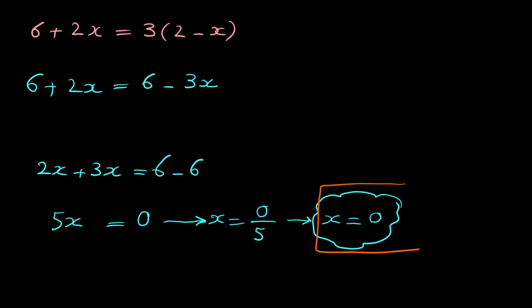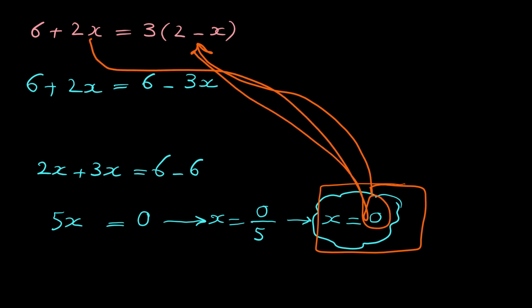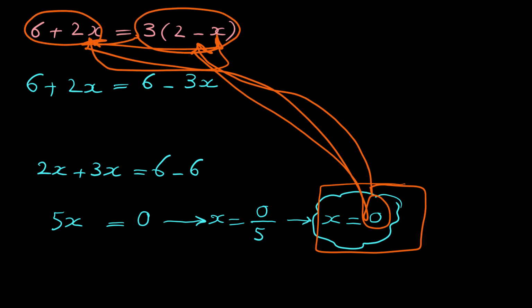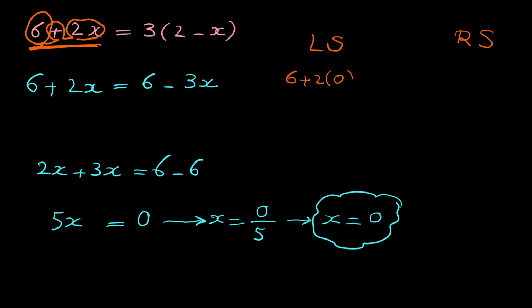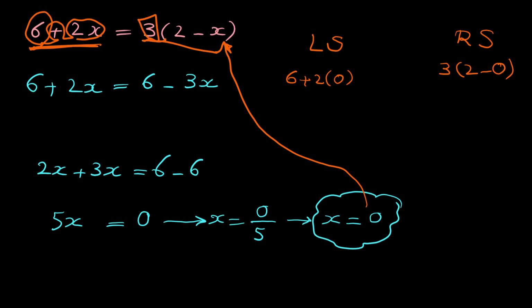Why do we say 0 is a solution for this equation? It means that if we plug in 0 for x here and here, the left side and the right side are equal to each other. Let me show you. If we plug in 0 in the left side, we have 6 plus 2 times 0. In the right side, we have 3 times 2 minus 0.